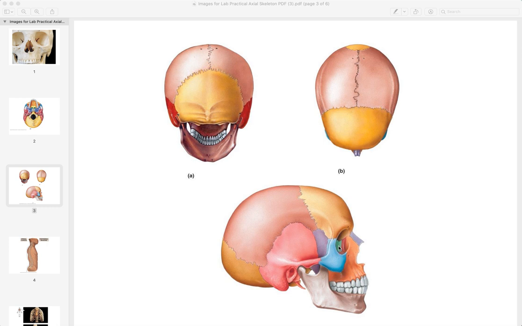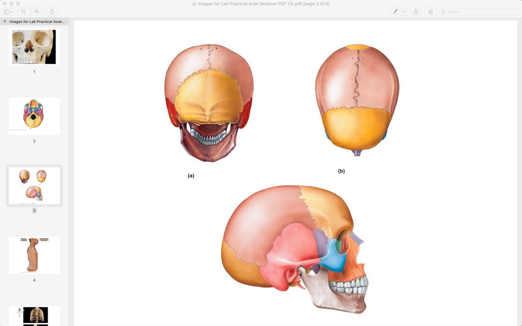And the ear ossicles are in the middle ear cavity, and that can be found inside of here. And you can't see these structures, but there's the malleus, the incus, and the stapes. The malleus is distal to the incus and stapes. The incus is medial to the malleus and distal to the stapes. And the stapes is medial to both the malleus and incus.